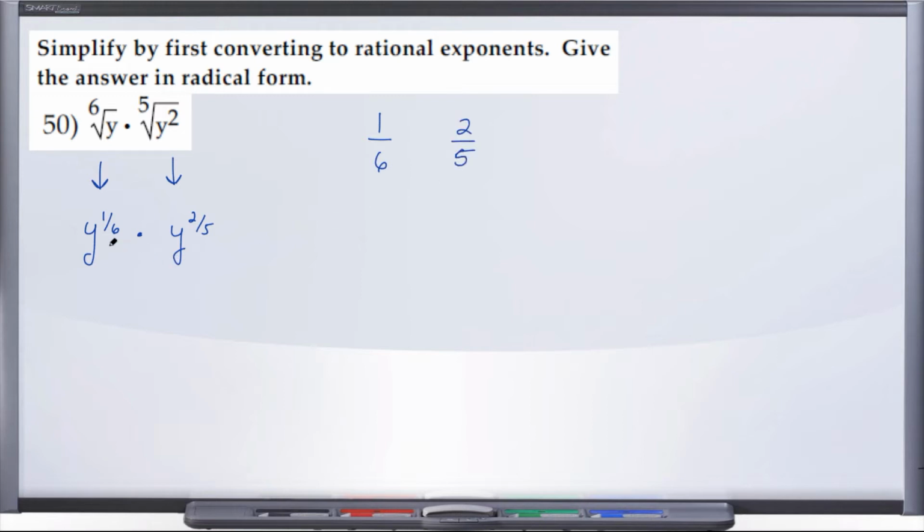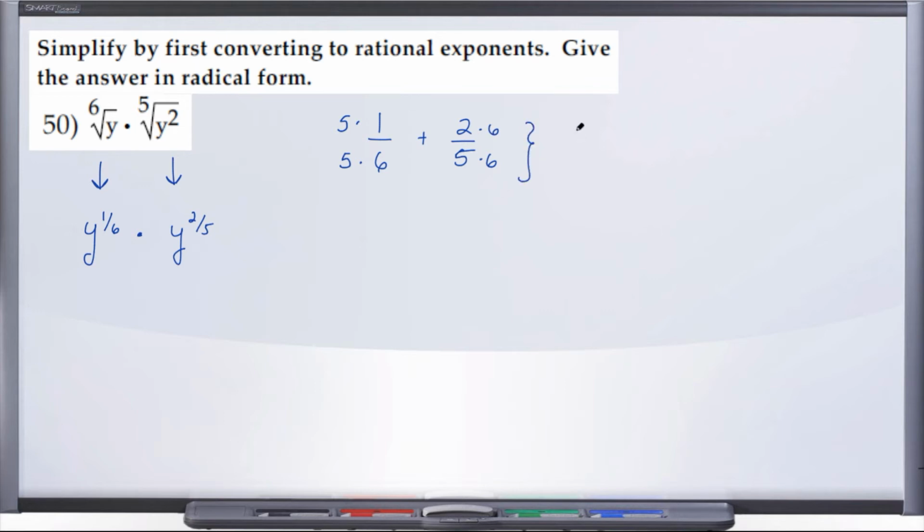And we know that when we multiply like bases, what do we do with the exponents? Well, we add them, don't we? And in order to add fractions, we need a common denominator, which in this case is going to be 30. So let's go ahead and multiply this first fraction by 5 in the numerator and denominator. The second fraction here will multiply by 6 in the numerator and denominator.